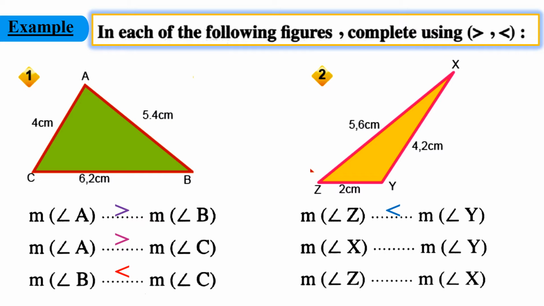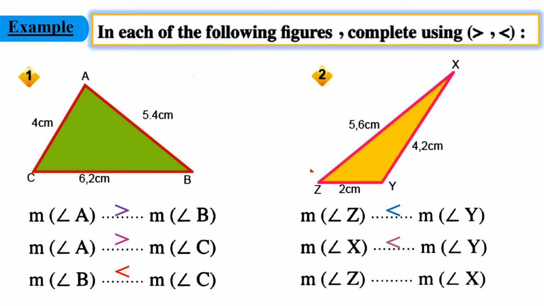Okay, it's opposite to YZ, which is equal to 2 centimeters, and measure of angle Y is opposite to the side XZ, which is equal to 5.6. So which is greatest? 5.6 is greater than 2. So measure of angle X is less than measure of angle Y.